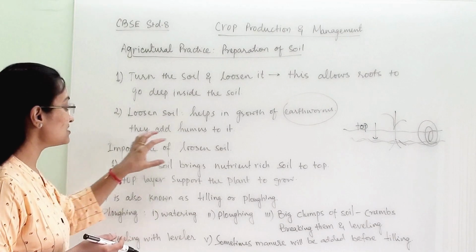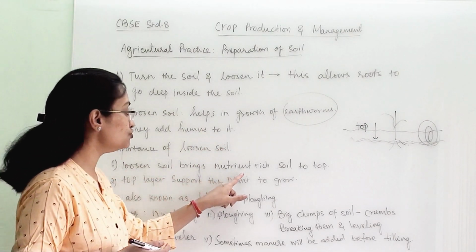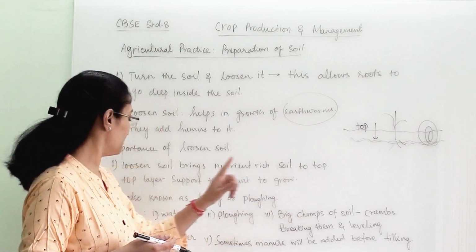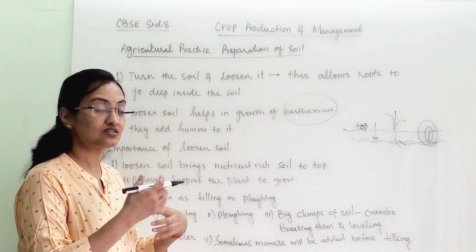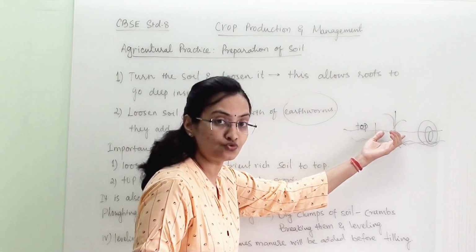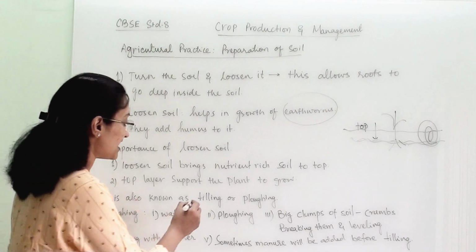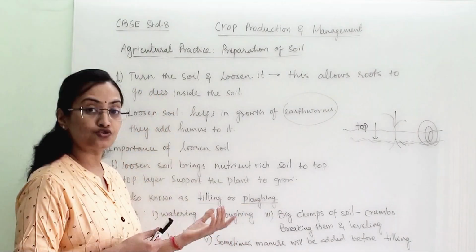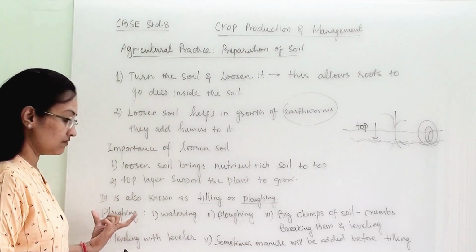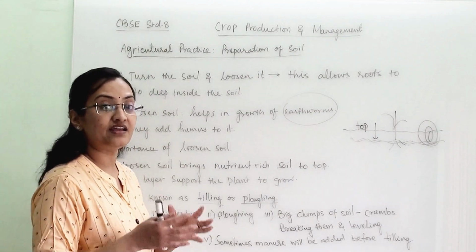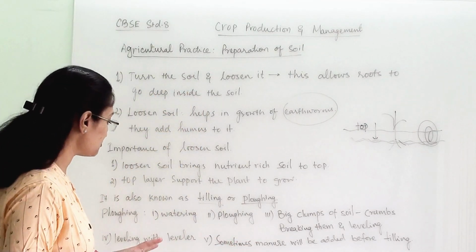Now the importance of loosening soil: first, loosening soil brings nutrient-rich soil to the top. Second, the top layer supports the plant to grow, so the plant can utilize these nutrients for its growth. It is also known as tilling or plowing; these are other names for this practice. What is plowing, and what is involved in the plowing practice? These are the steps for plowing.